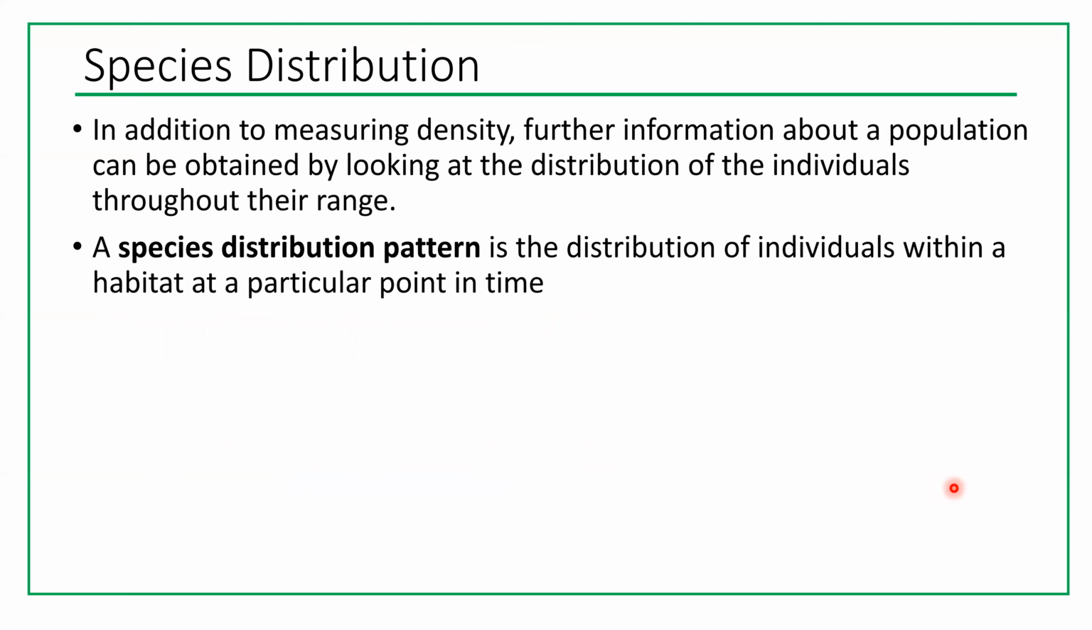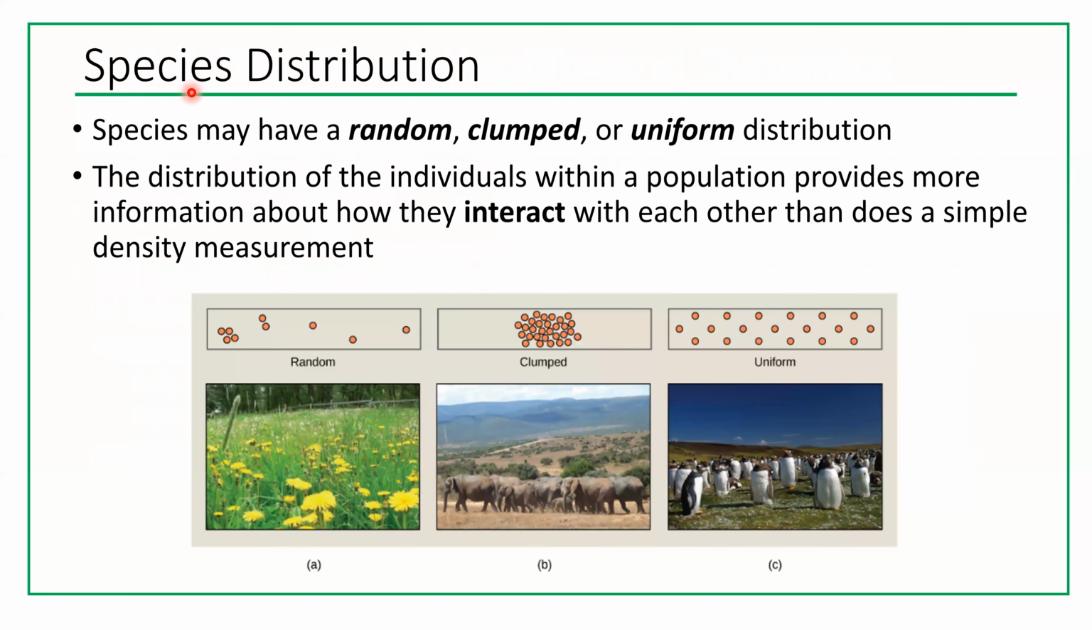Okay, so in addition to measure density, further information about the population can be obtained by looking at the distribution of the individuals within their range. And we use what is called species distribution pattern. So what are those distribution patterns? So species may have random, clumped, or uniform distribution.